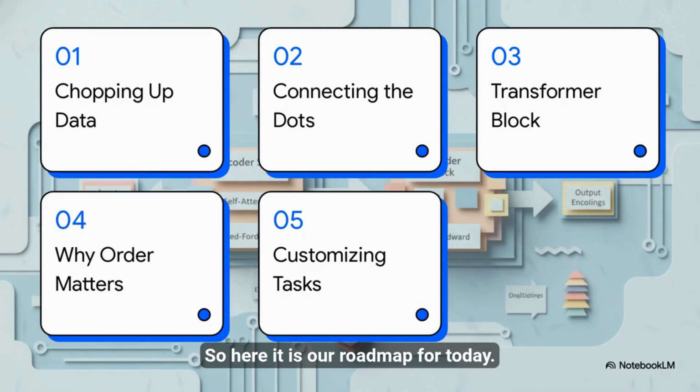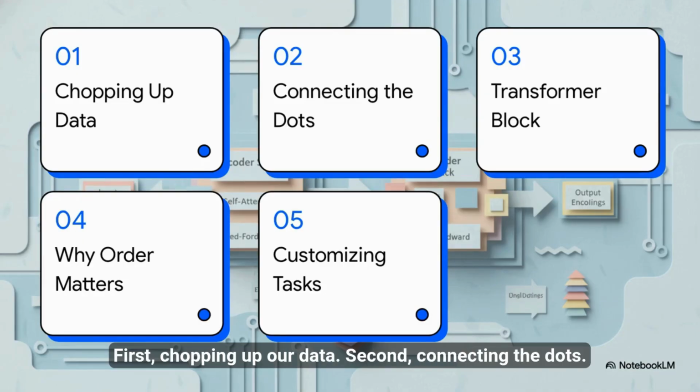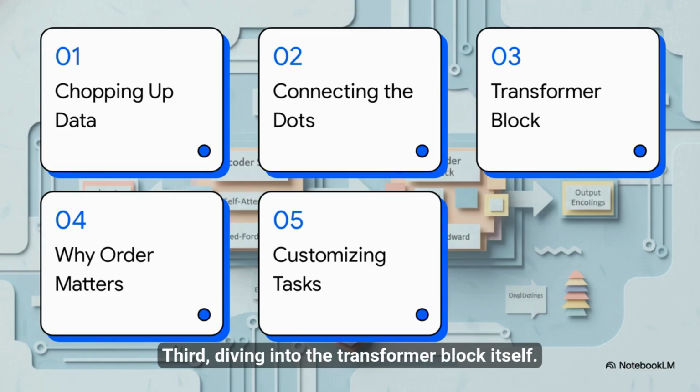So here is our roadmap for today. We've got 5 key steps to get through. First, chopping up our data. Second, connecting the dots. Third, diving into the transformer block itself. Fourth, exploring why order matters. And finally, customizing for specific tasks. Let's not waste any time and jump right in.